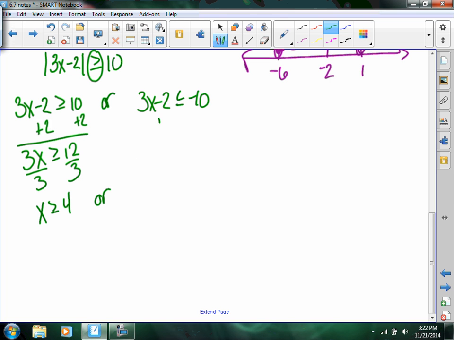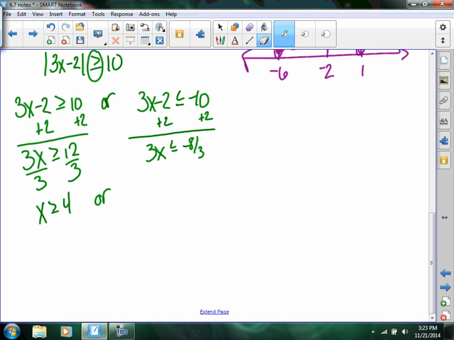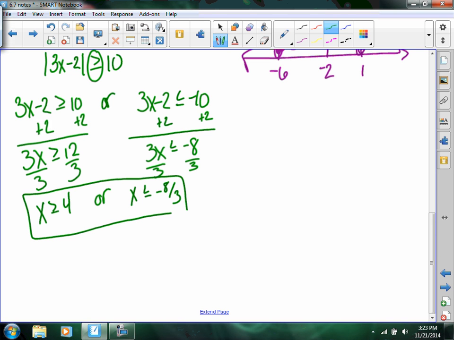Or, and then same steps, I'm going to add the 2. 3x is less than or equal to negative 8. Oops, I'm doing two steps in one there. Sorry, I was thinking ahead. Okay, when I subtract, I get negative 8. Then I have to divide by 3, so I get x is less than or equal to negative 8/3. So again, since it's an or, that's my solution.